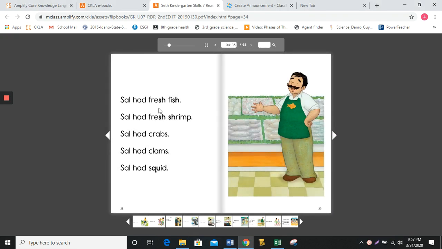Sal had fresh fish. Sal had fresh shrimp. Sal had crabs. Sal had clams. Sal had squid. We've got a new word and a new sound here. S-qu-qu-id, squid. Q-U together makes the sound of qu, qu.